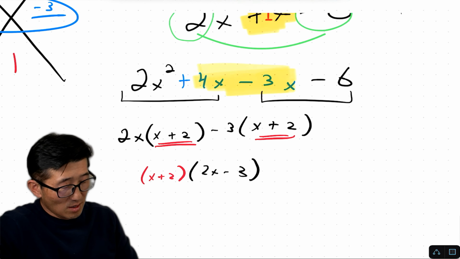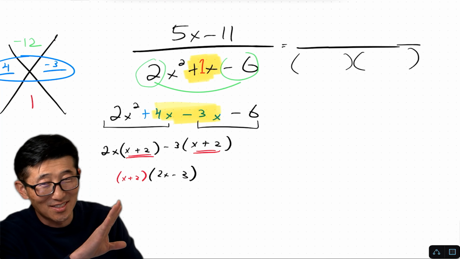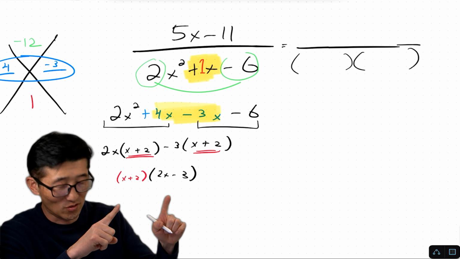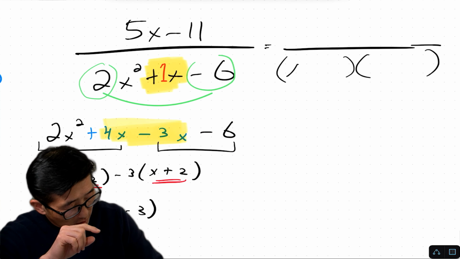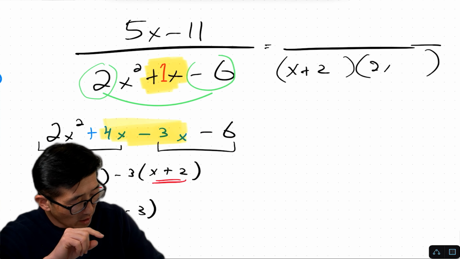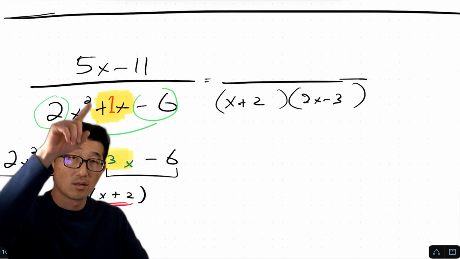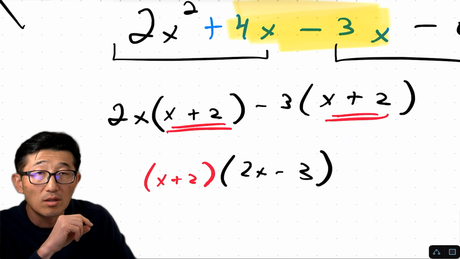Okay. All right. You really got to practice this, or else you can't even do partial fractions until you've actually done this first, right? So we're gonna take that and put it up here: x plus 2 and 2x minus what? 3. Okay.